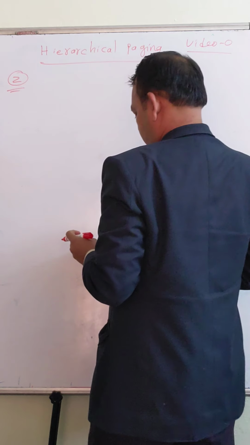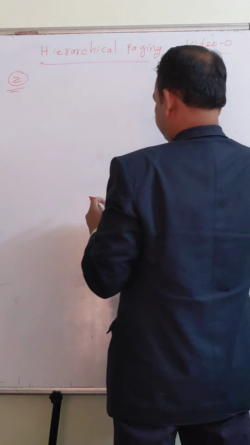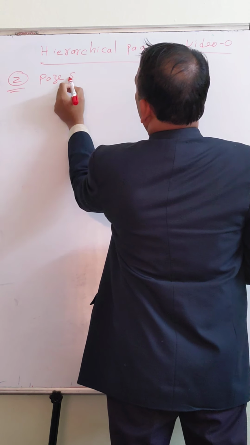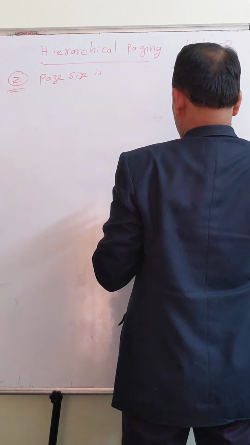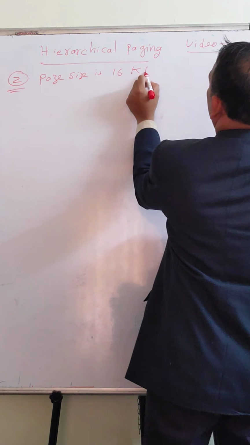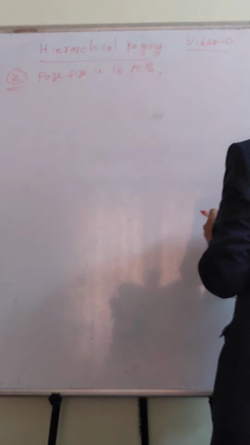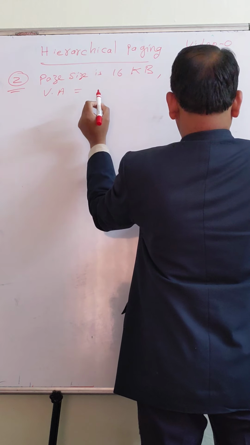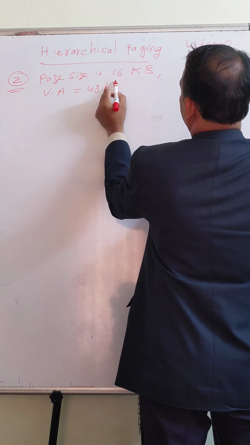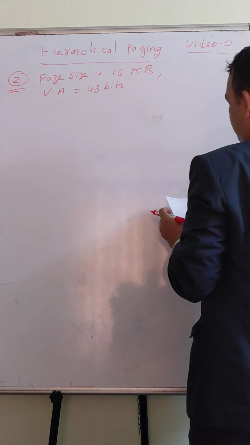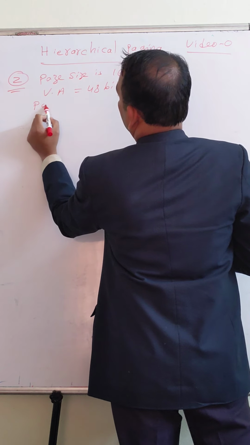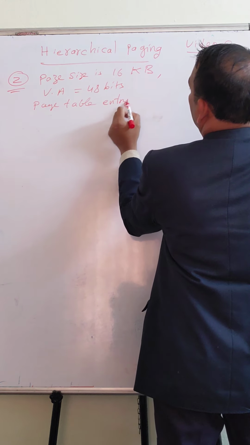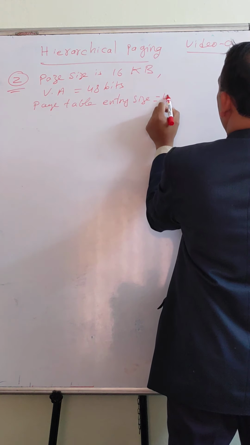This is the second problem. The page size is 16 KB. Virtual address space VA is 48 bits. The page table entry size is equal to 4 bytes.